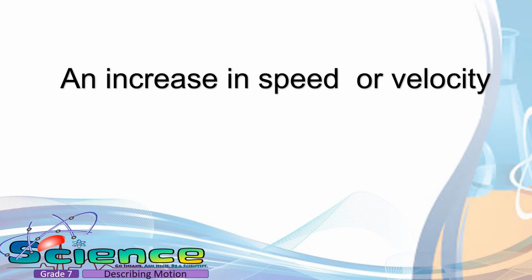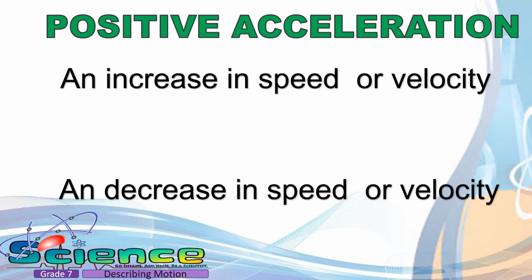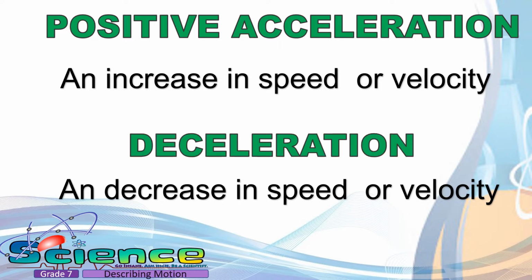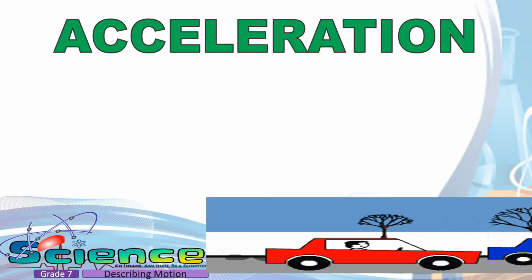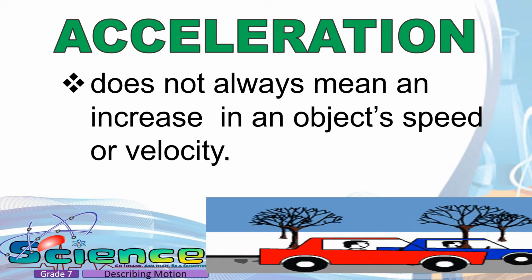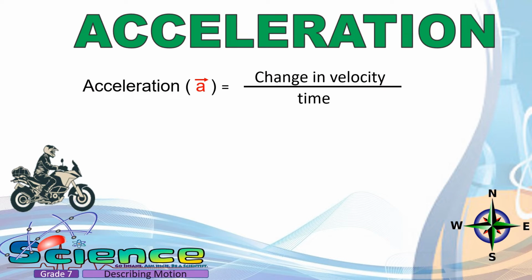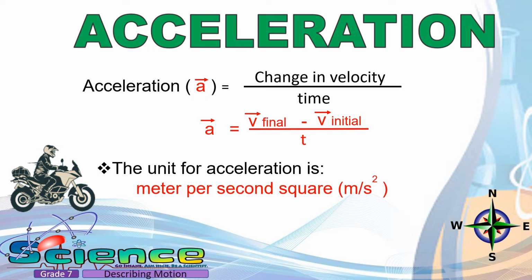An increase in speed or velocity is called a positive acceleration. On the other hand, a decrease in speed or velocity is called deceleration. This means that acceleration does not always mean an increase in an object's speed or velocity. To solve for acceleration, acceleration is equal to change in velocity over time. The unit for acceleration is meter per second squared, or meter per second per second.